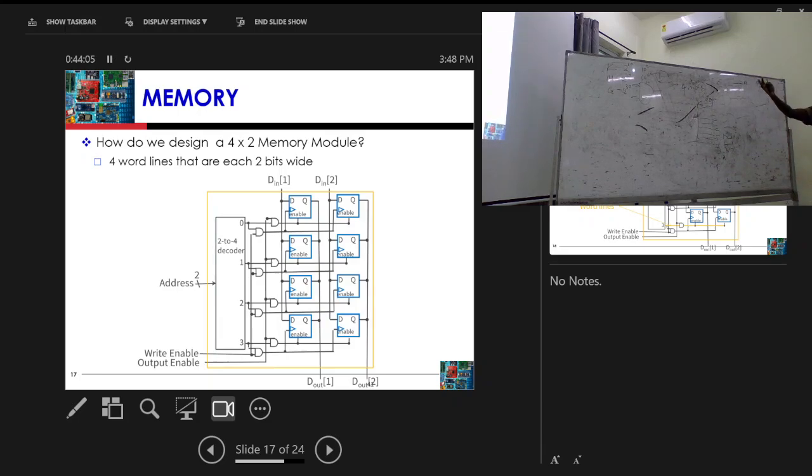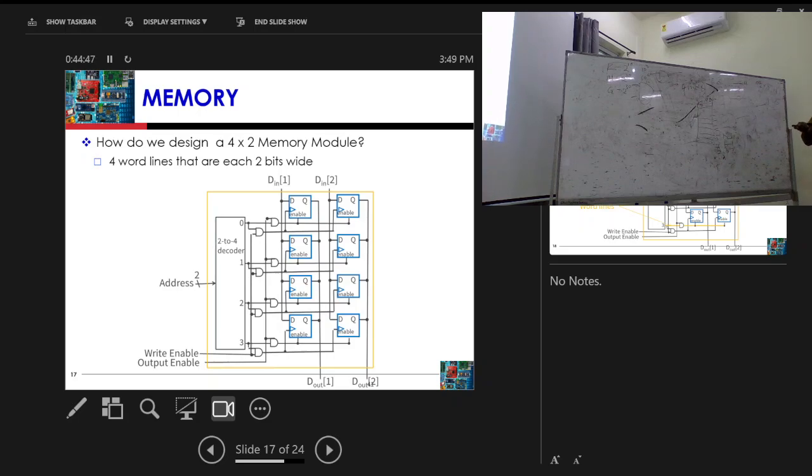So how do I write to this memory? I want to write to memory location 1. Once I have a 2 to 4 decoder, I can address 4 locations. So memory location 0, 1, 2, 3. Once I give it memory location 1, it means that this is the line that will be active. We have a signal known as write enable. Once the write enable is 1, it's the only time I can write to it because it's an AND gate. Once write enable is 0, you know that for an AND gate, once one of the inputs is 0, the output is 0. So if I have 1, this line is active.